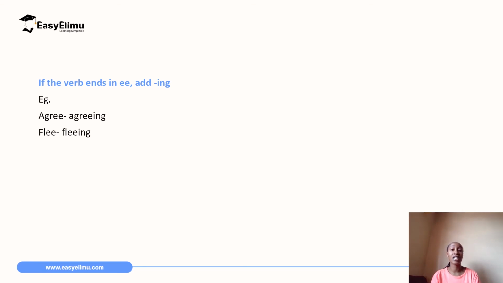Flee ends in a double E, so you add ing to form fleeing. Another word maybe see, S-double-E, ends with a double E, so you add ing to form seeing. So you don't drop any letter, you just add ing.